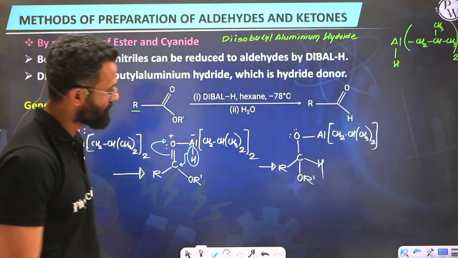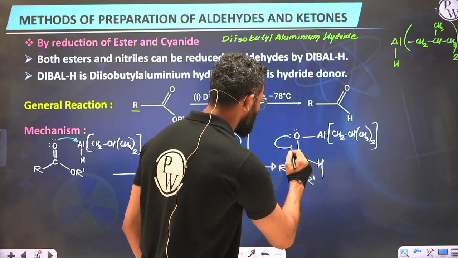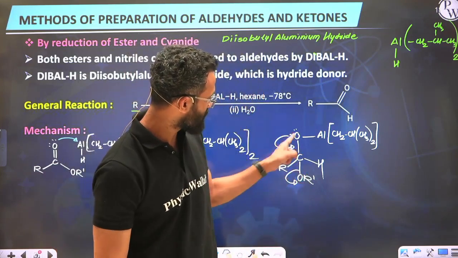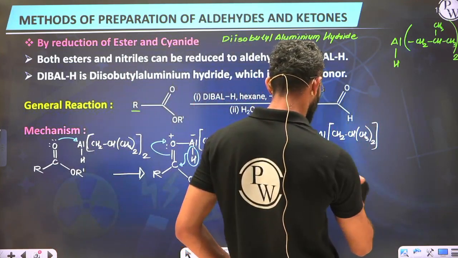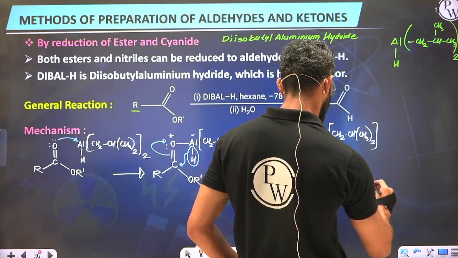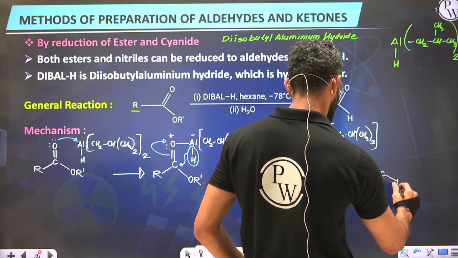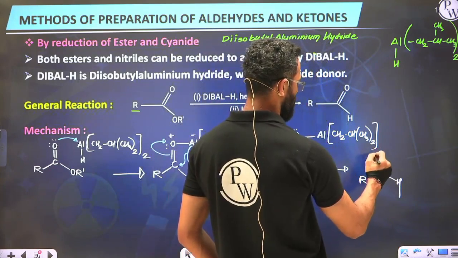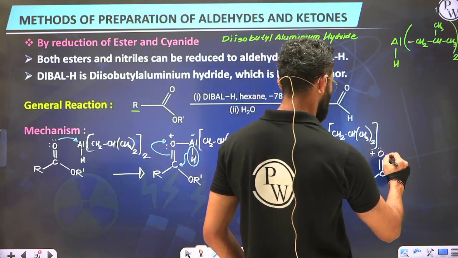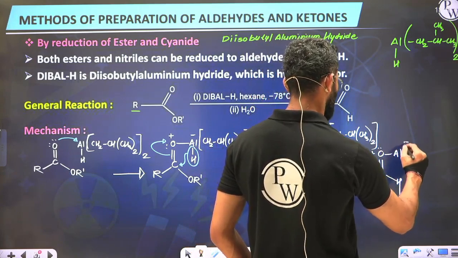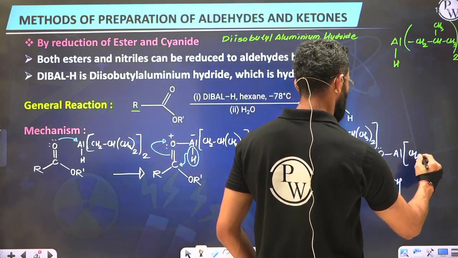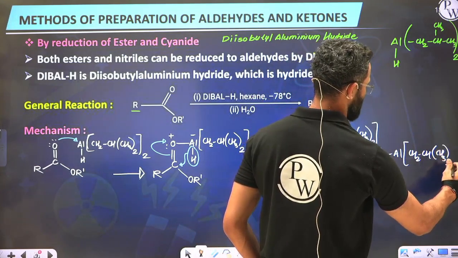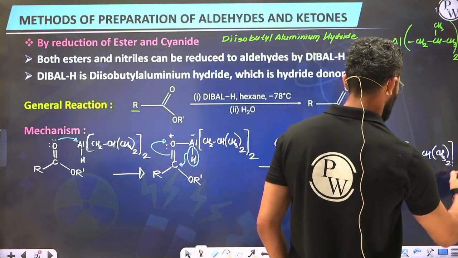Alright everyone, now eventually what happens? This lone pair will delocalize, OR dash will leave, being a good leaving group. So we'll be getting RC double bond O, H, and the further group. So we have RCH double bond O, but now one lone pair has been delocalized, so the charge will be plus, which is in turn connected to Al, CH2, CH3 twice, right? And this whole present twice.